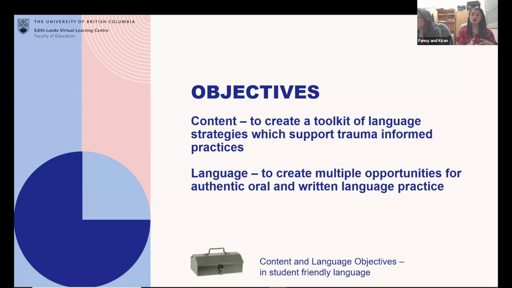And our language, or our how, is that we want to be creating multiple opportunities for authentic oral and written language practice in today's session. Using content and language objectives is a really effective way for students to understand what it is that they're expected to be learning and how they're expected to express that learning in a particular lesson or a particular class.